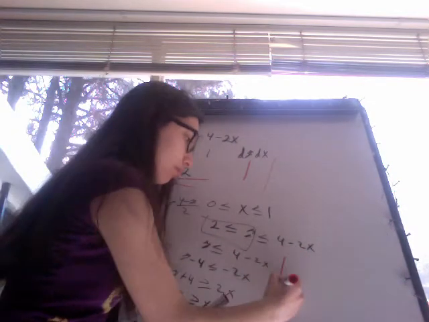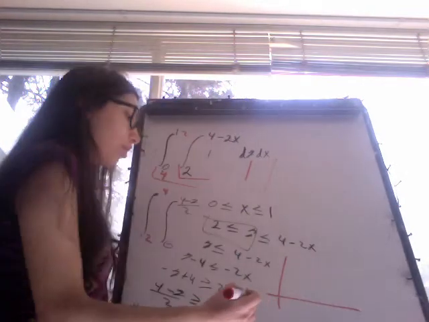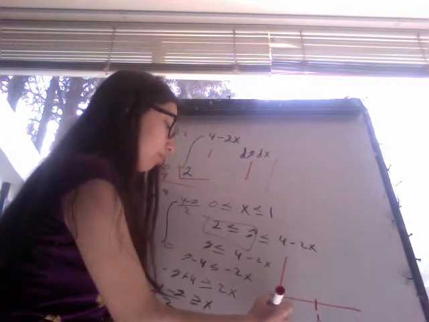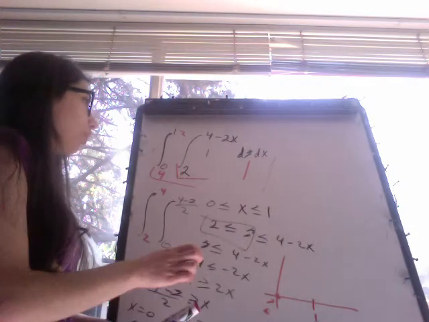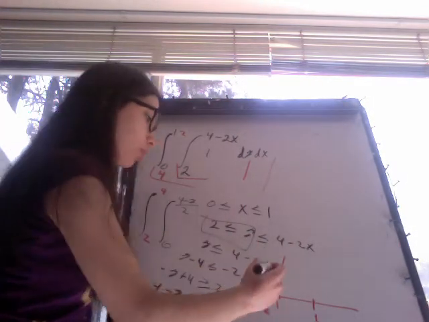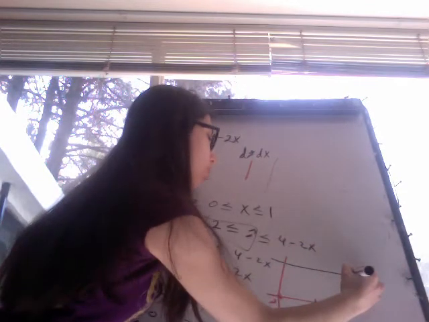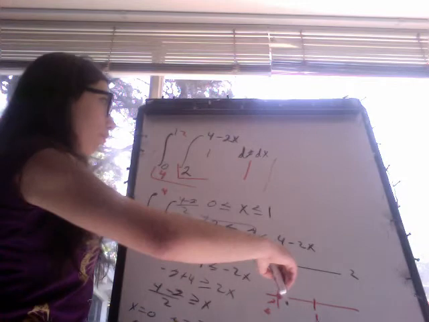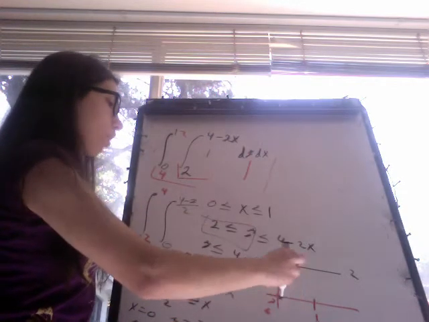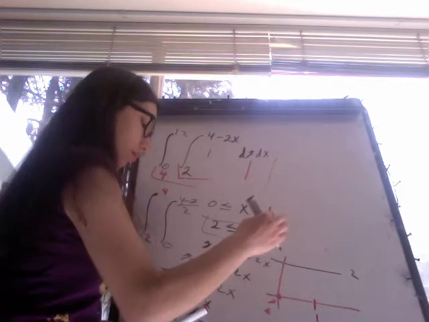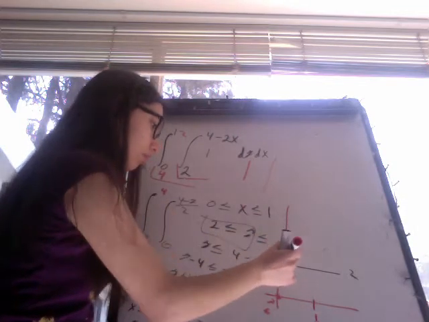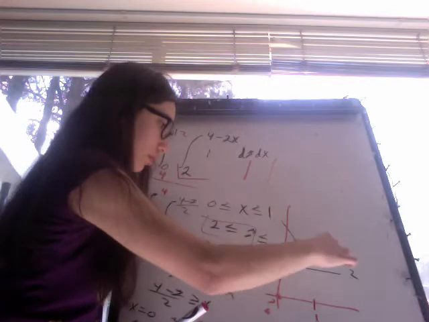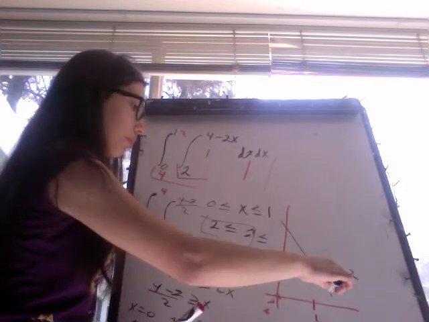So let me graph it. X goes from 0 to 1, and y goes from y equals 2. Here is y equals 2, and 4 minus 2x has a slope like this, and cuts at 4. So it's something like this.